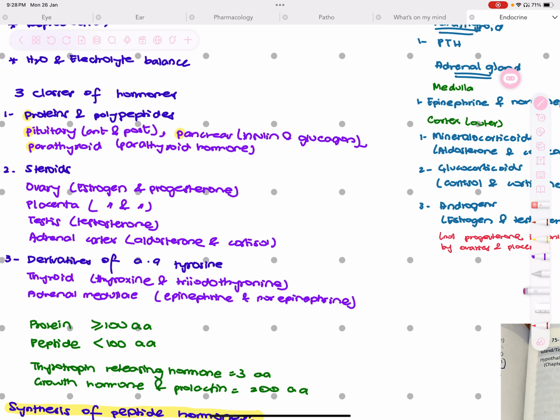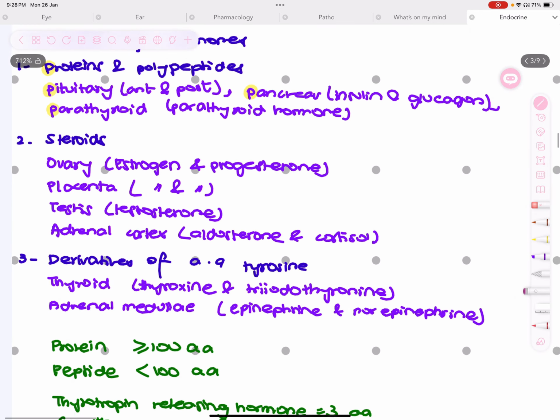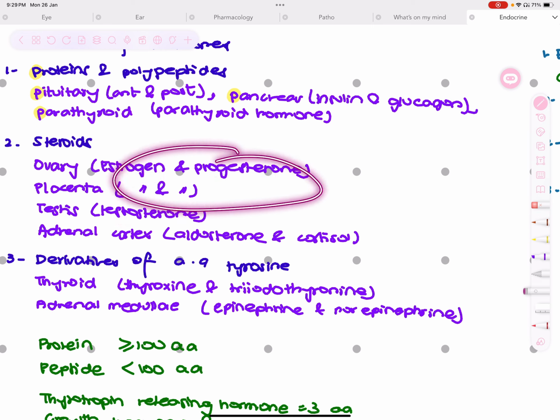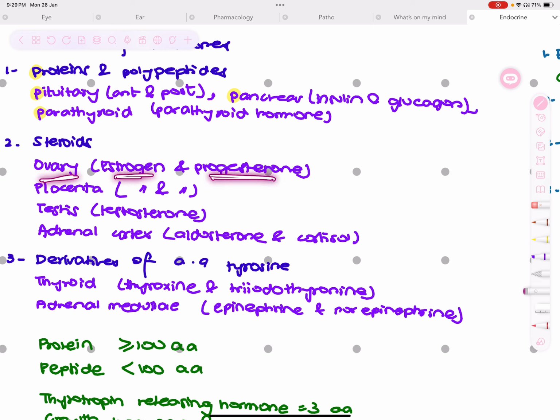And then we have steroids. This is the second category. Now in steroids, we have, I'm sure you already know, estrogen and progesterone and testosterone, and then placenta also secretes estrogen and progesterone, right? So these are steroids. This is something we all know, right? So again, ovary secretes estrogen and progesterone, and even the placenta secretes the same. Testes secretes testosterone. Now we also have to include adrenal cortex, but how will you remember this? That this is also steroid.